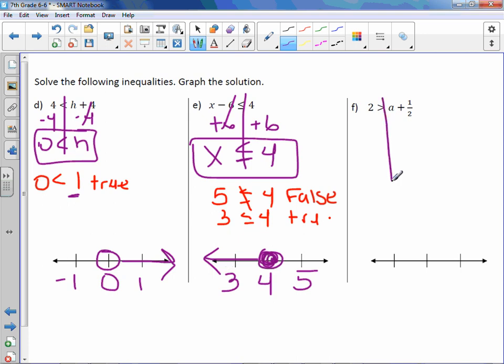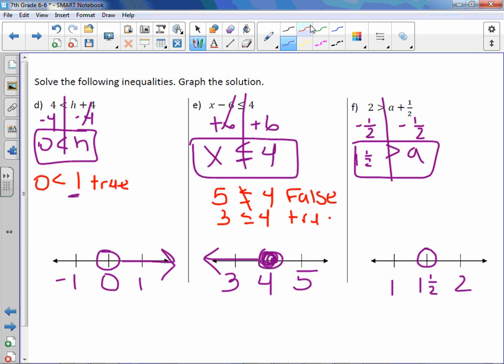Letter F. Minus 1/2 on both sides. And we get 1 and 1/2 greater than a. So 1 and 1/2 goes here, and I'm going to choose 2 and 1 to round up and down. You don't have to count by whole numbers on a number line. You can count, in this case, I did it by halves. So that's perfectly acceptable. It is a greater than symbol, so it is an open circle.